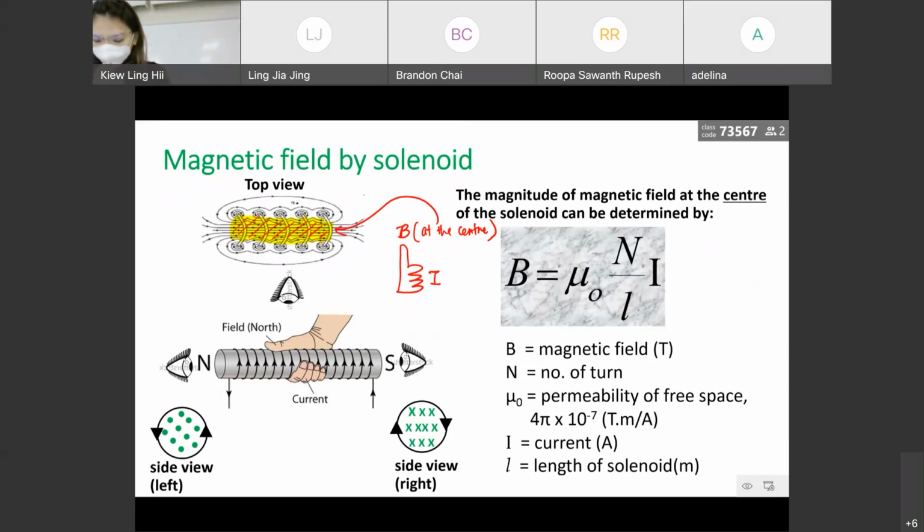Alright? The formula to find the magnitude of the magnetic field of a solenoid is given by B equals mu naught N over L, times I. The difference here is this L. L refers to the length of the solenoid, which is here. So it is not the length of the wire itself, but the length when it has been coiled into the solenoid. Okay?